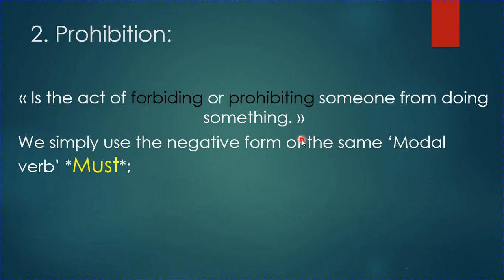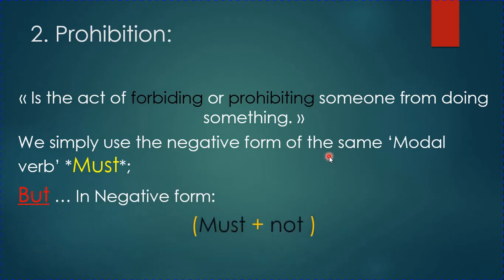So, to express prohibition, we simply use the negative form of the same modal verb must. What is the negative form? The negative form is must plus not. Must plus not. Okay?